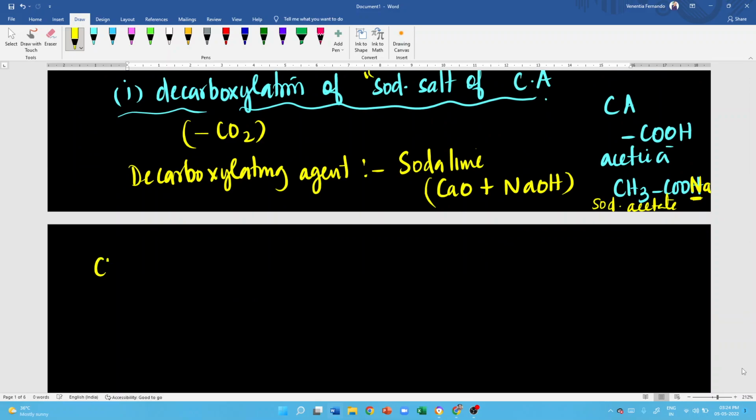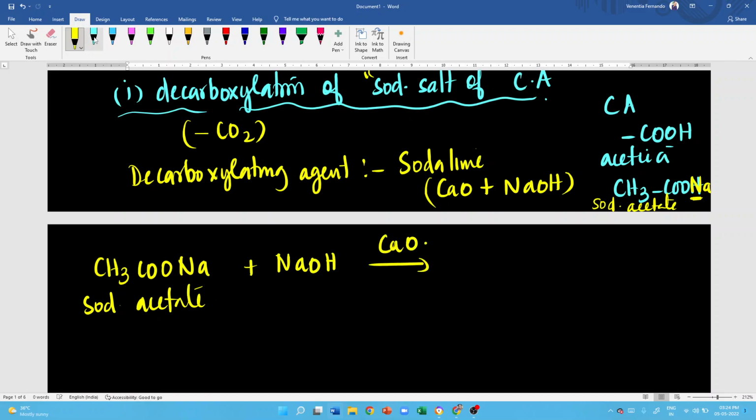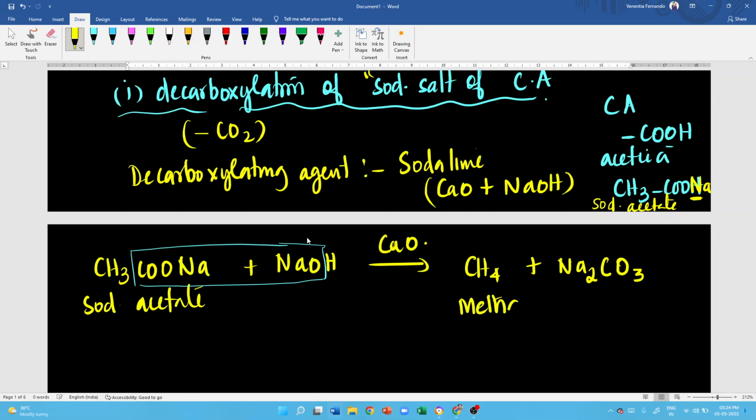So the formula for sodium acetate is CH3COONa, the sodium salt of acetic acid. To this I am going to add soda lime, NaOH, in the presence of CaO. Now you just box out this part; these are just tricks to remember the answer. The H will add to the CH3, so CH3 becomes CH4. The box has two Na, so we write Na2CO3. The name of the compound is methane.